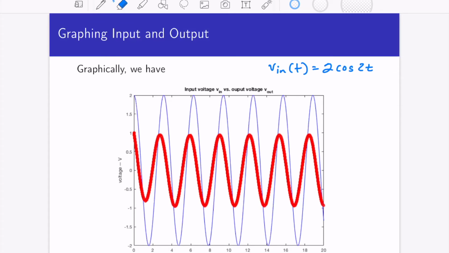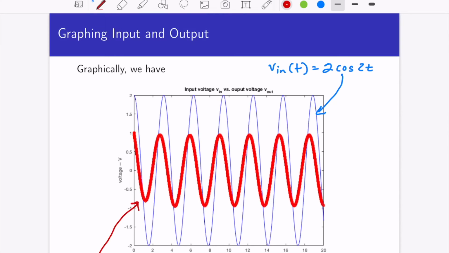So let's look at this graphically. Suppose our input is Vin of t is equal to 2 cosine 2t. By using our transfer function and substituting in the values for the input, we can calculate the output to be about 0.94 cosine of 2t plus 45 degrees. If we look at the graph I have plotted, you can see, again, the input is in blue, and the output is in red, and it makes quite a bit of sense, right?